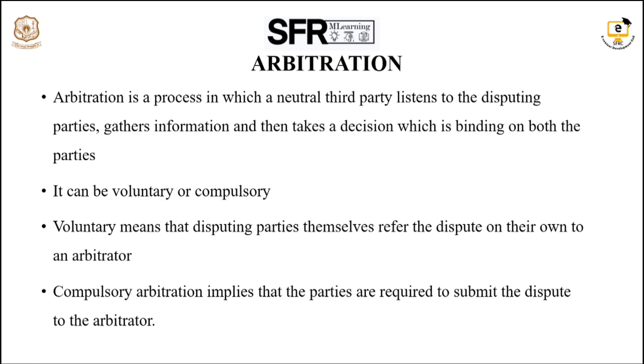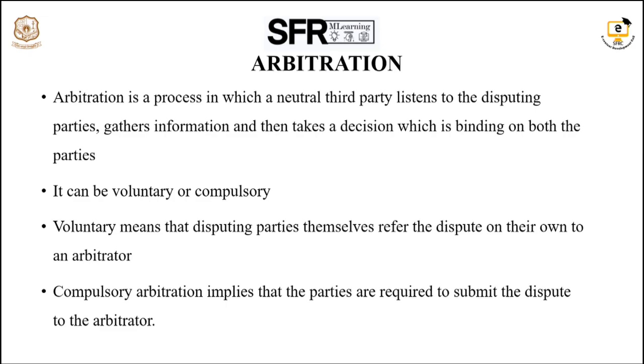It also involves voluntary and compulsory arbitration. In voluntary arbitration, the disputing parties themselves refer the dispute on their own to an arbitrator. In this way the award of the arbitrator is not binding on the parties. On the other hand, in compulsory arbitration the parties are required to submit the dispute to the arbitrator. When the parties fail to arrive at a settlement voluntarily, or for some other reasons, the government can force the parties to refer the dispute to the arbitrator. In such a case the award of the arbitrator is binding on the parties to resolve the dispute.